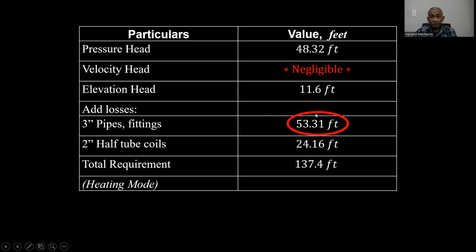So we tabulate the values. We have pressure head 48.32 and the elevation head 11.6, and the head loss for the 3-inch pipes and fittings 53.31, and for the 2-inch half tube coils 24.16. The total required head during the heating mode is 137.4.